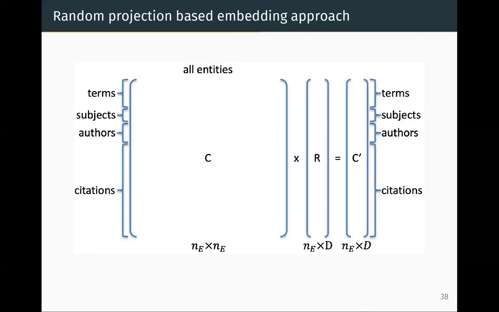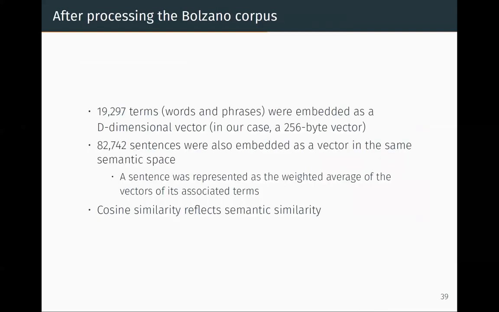And then you end up with a C prime, which is a much smaller representation of the original things you want to embed. After we processed it in this Bolzano corpus, we embedded about 20,000 terms, words or phrases, into a 256-dimensional vector. More importantly, we also embedded more than 82,000 sentences we extracted from these 30-something books of Bolzano. And then the point is, now the terms and sentences are all embedded in the same semantic space.